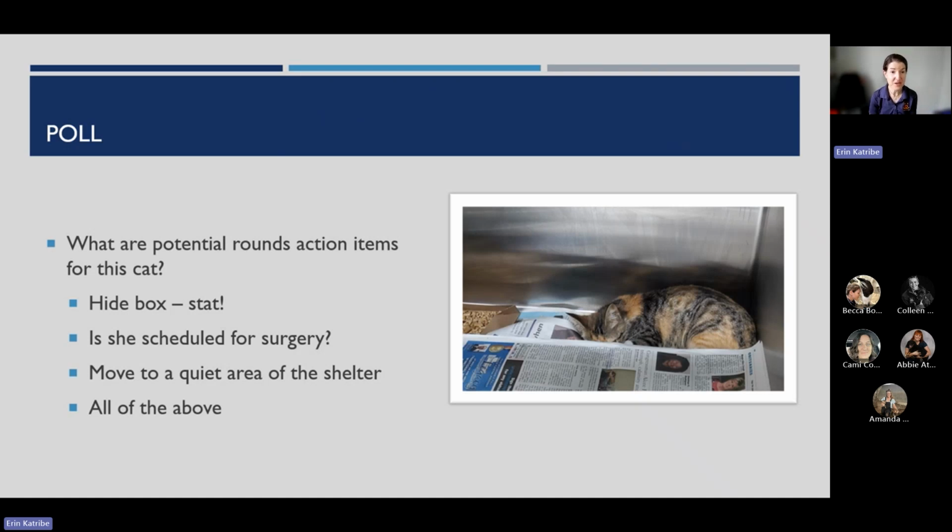So she needs a hide box. We need to make sure that the steps to get her to her outcome are being addressed. And if there's an option, potentially trying to move her to a quiet area of the shelter.